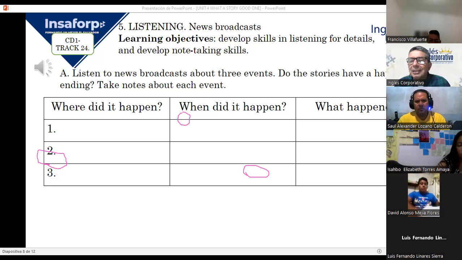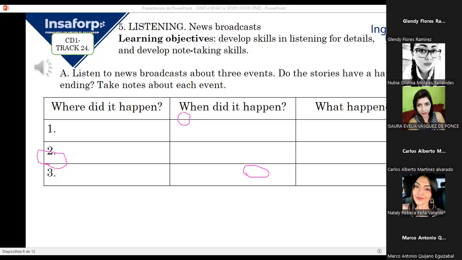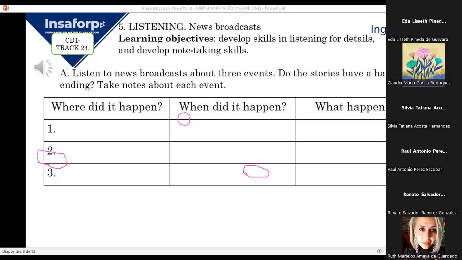Let's see someone who, Carlos Alberto, could you help me with the learning adjective, please, of this activity? Uh-huh, Carlos. Ruth Marielos, can you help me with the learning adjective? Ruth Marielos, just read the learning adjective. Renato, can you help me? Okay, Claudia, go ahead.